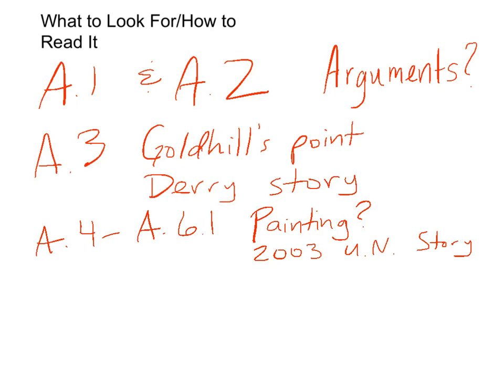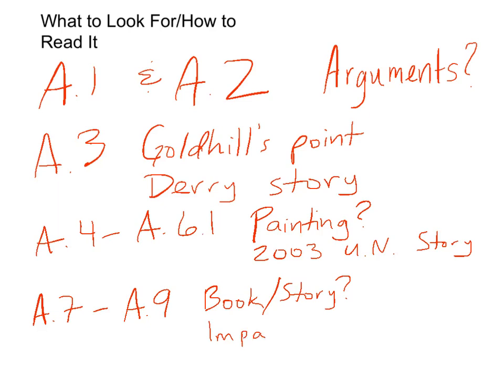And finally, for A7 through A9, I want you to look for the who, what, when of the book and the story itself. So who wrote Uncle Tom's Cabin? When was it written? What was it about? And I want you to look for the impact of that book.